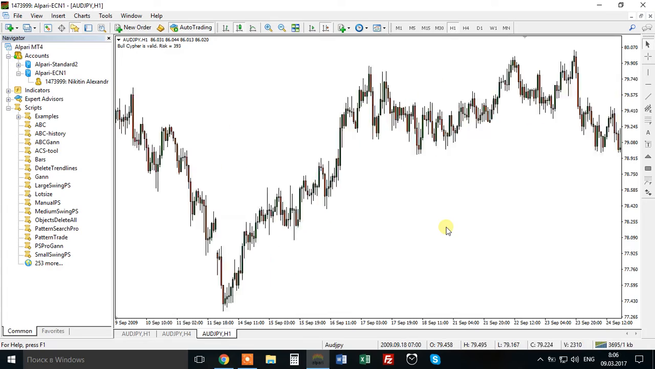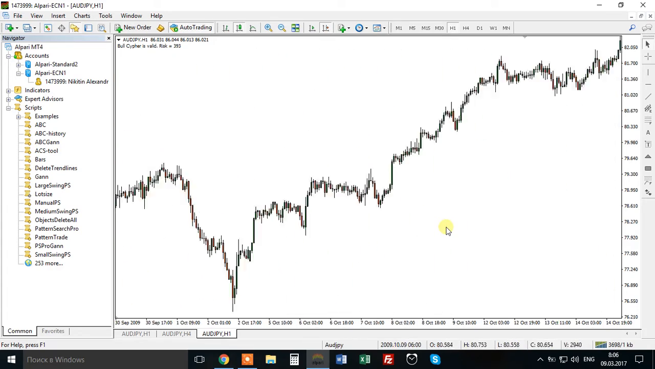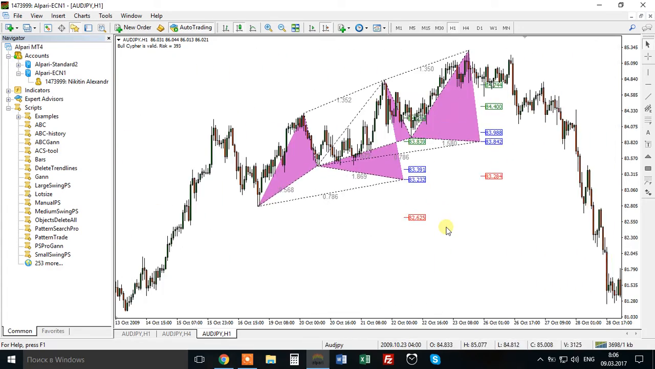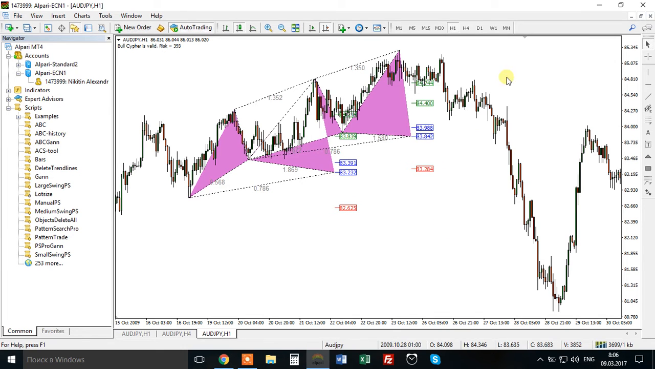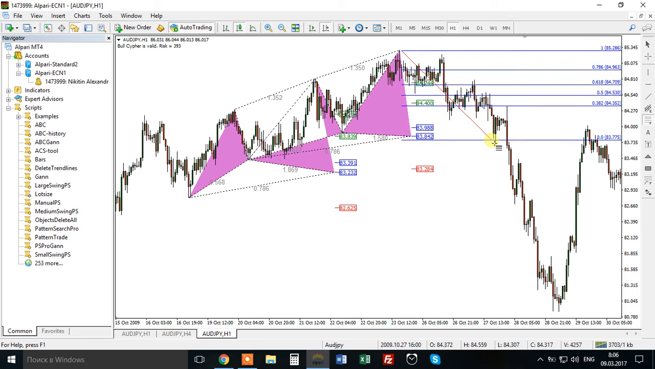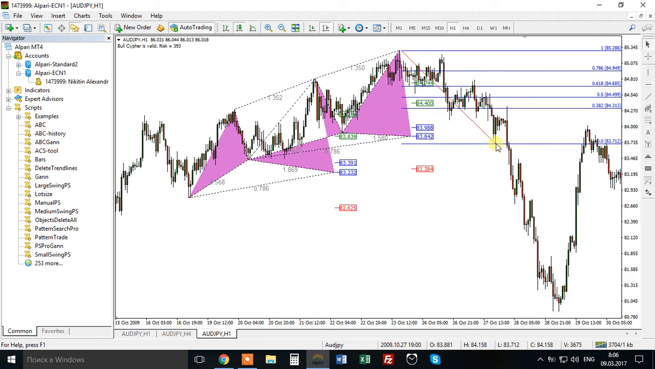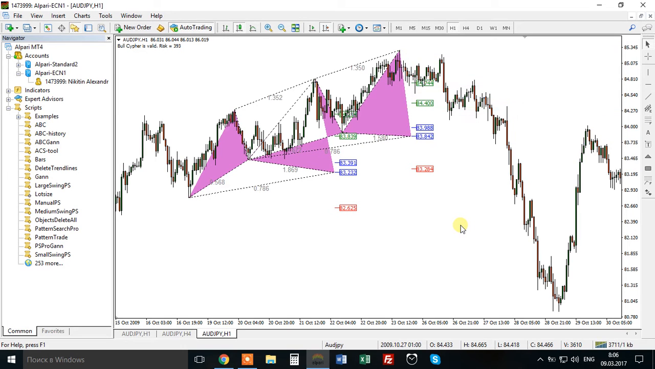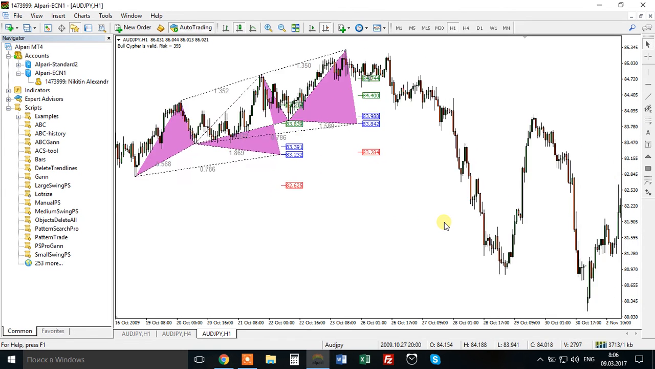Rules for invalidating the pattern. Then rules for completion, the CD leg. Okay. Oh, you see that? This was a winner. 382 winning pattern. Adjusting the targets and not using the percentage money management.